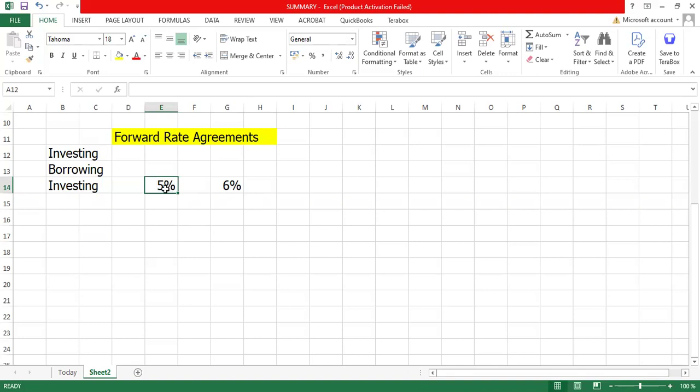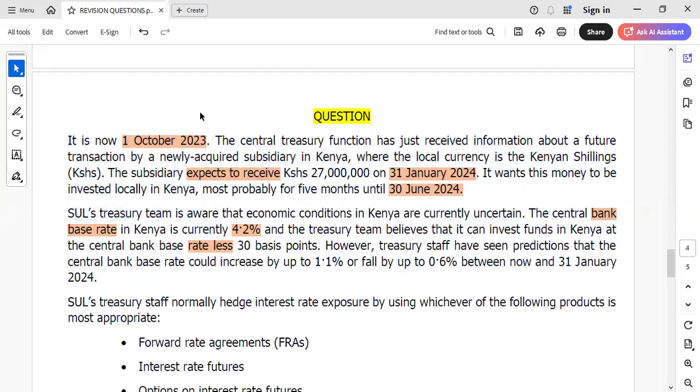You agree that the rate should be 5, but at the time of the transaction, the rate is 6%. In this situation, it looks like you as an investor would be benefiting. And in a situation where you are benefiting, you agreed with the bank that the rate should be 5, then at the time, the rate is 6. Then every time you find that you're benefiting, you'll find that you're the one to compensate. Okay, let's see.